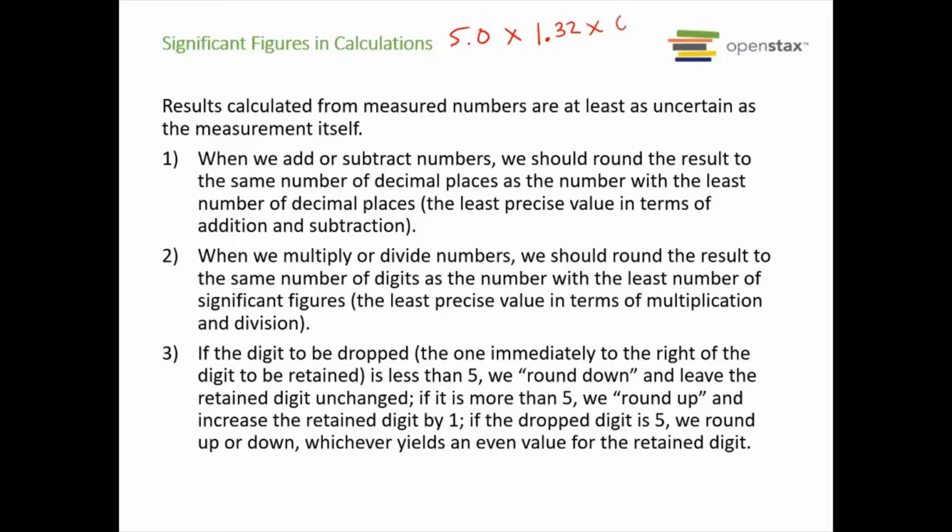times 0.00570. So we look at each of these numbers, and I see that 5.0 has 2 significant figures, 1.32 has 3, and 0.00570 has 3. So our final answer should have 2.